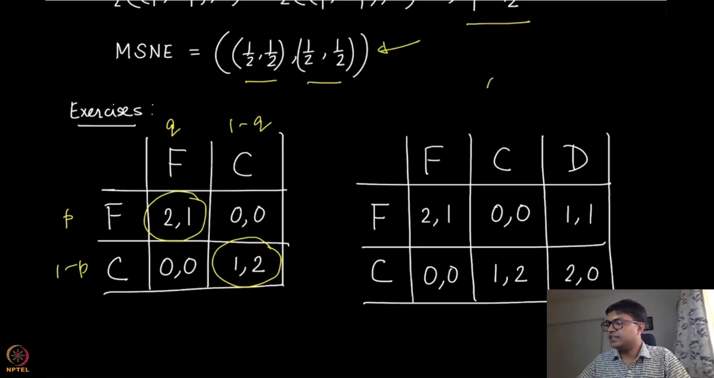And the second example is just a concatenation. We are just appending one strategy for player 2 and the corresponding utilities. Try to find out what the mixed strategy Nash equilibrium is for this.